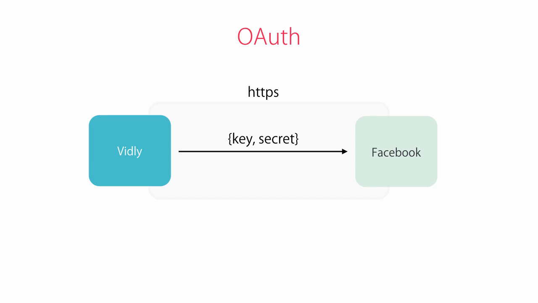Since we registered Vidly with Facebook at the beginning, Facebook knows the address of Vidly. So it will redirect John back to Vidly, and it will also pass an authorization token. This authorization token tells Vidly that Facebook could successfully authenticate this user.